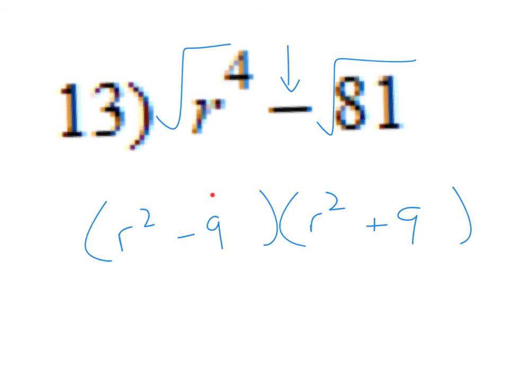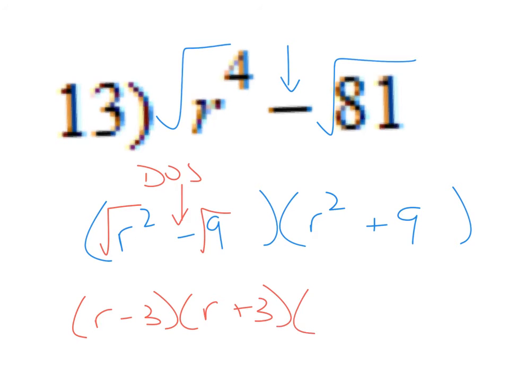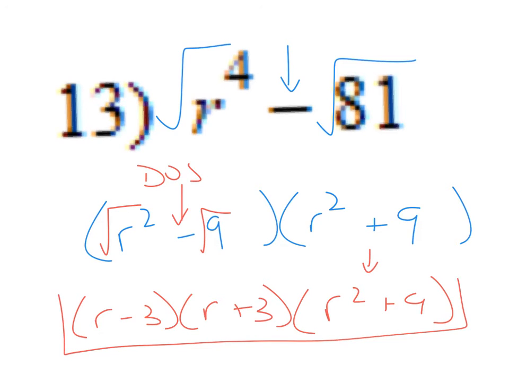This guy, though, we can go ahead and break down a little farther because we can square root, we have a minus, and we can square root again. So this is a DOS, or difference of squares. So I'm going to get R minus 3 and R plus 3. Now the R squared plus 9 is just hanging out because of that addition sign, so you're just rewriting him. And this here is going to be your answer.